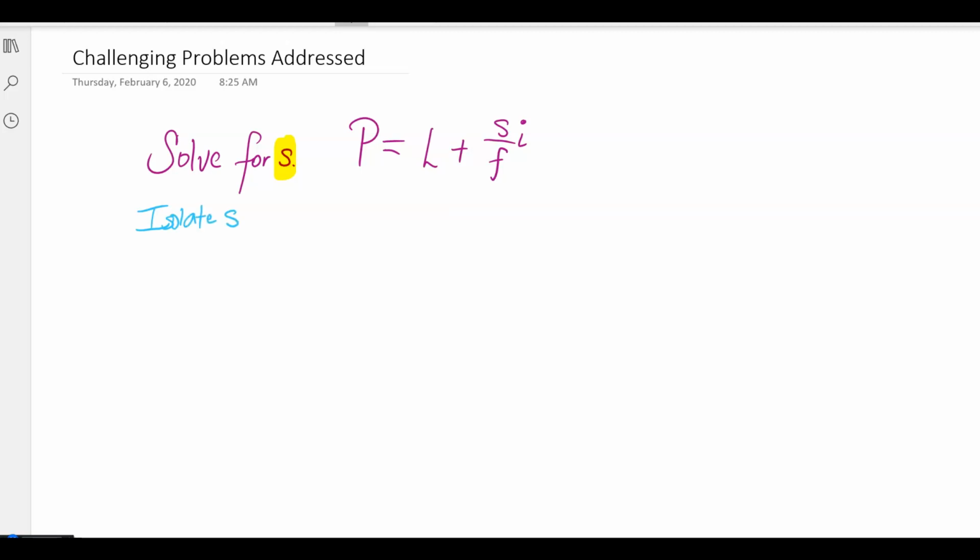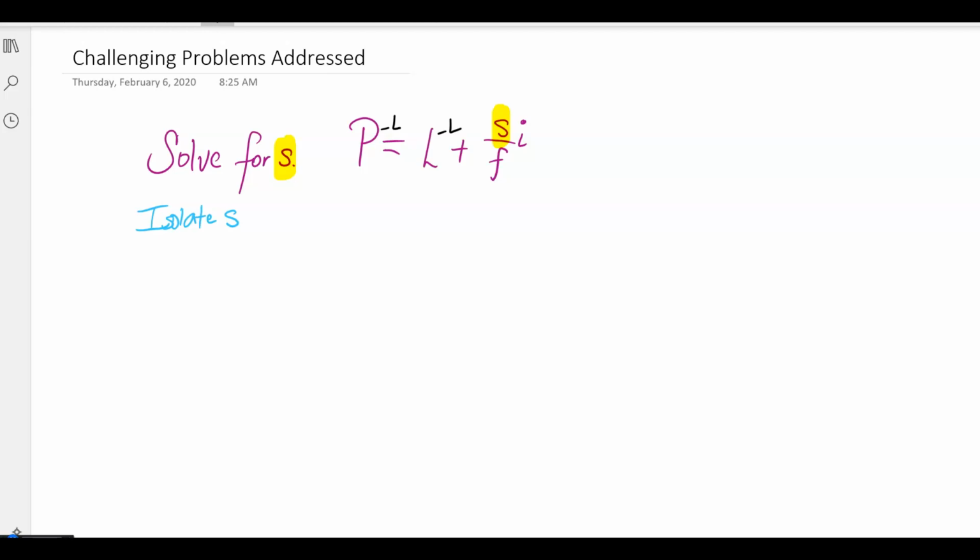So if we're trying to isolate S, we're trying to get this on one side by itself. So that would mean that we want to get rid of everything else from the side that S is on. S is on the right side of the equation. So we can get rid of the L first, because this is a plus sign and it's addition.